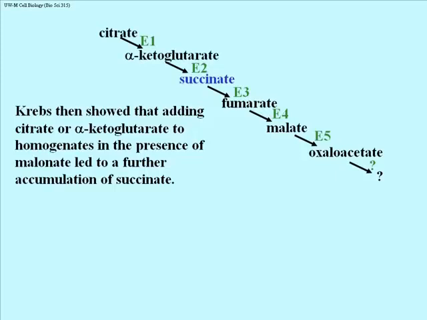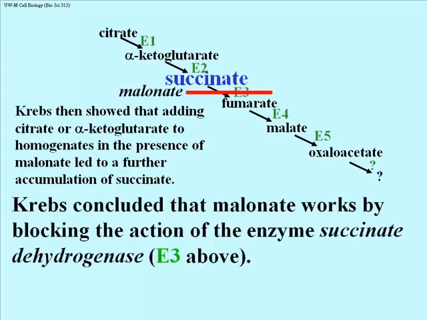So let's look at this slide from the beginning one more time. He showed, Krebs did, that by adding alpha-ketoglutarate or citric acid to these homogenates in the presence of malonate, in other words poisoned homogenates, succinate would accumulate. In other words, citric acid and alpha-ketoglutarate added would be oxidized, but succinic acid would accumulate. And so from this, Krebs concluded that the mechanism of malonic acid's poison action was to block the enzyme number 3 here, called later succinic dehydrogenase, the enzyme that would oxidize succinic acid. So malonate is a respiratory poison by virtue of the fact that it blocks succinate dehydrogenase.